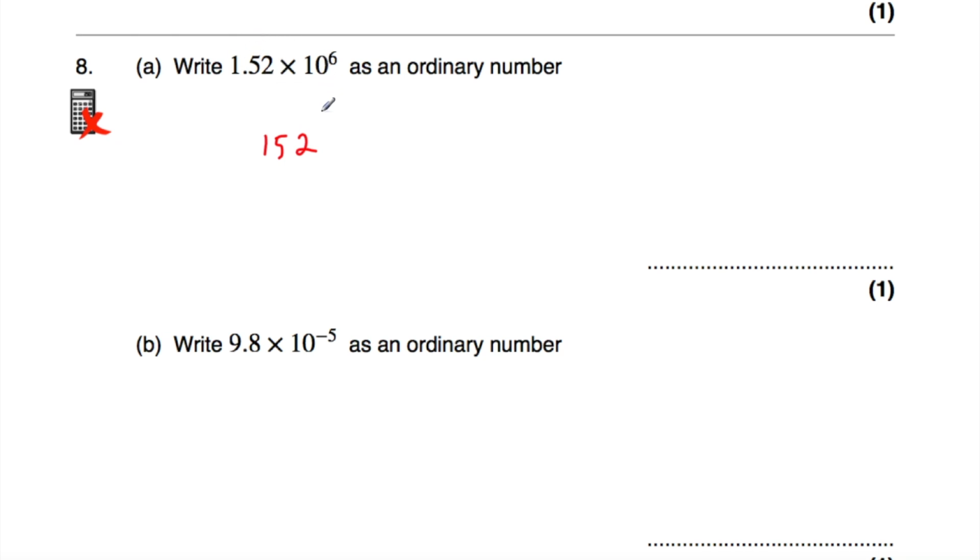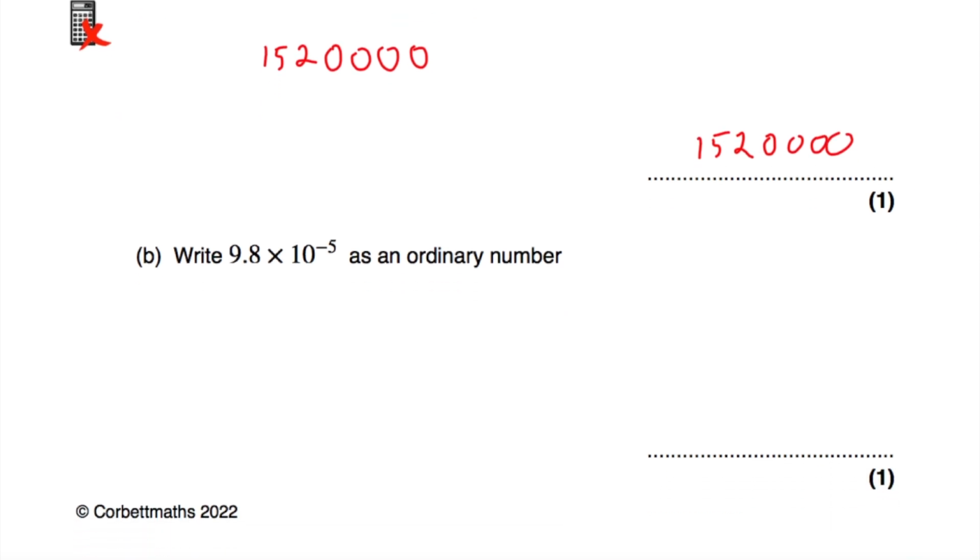Now I want to move them another 4 columns to the left, so I'm going to add 4 zeros. 1, 2, 3, 4. And that means that we move the 1 from the units column 6 columns to the left. 1, 2, 3, 4, 5, 6. So that's our answer. 1,520,000.